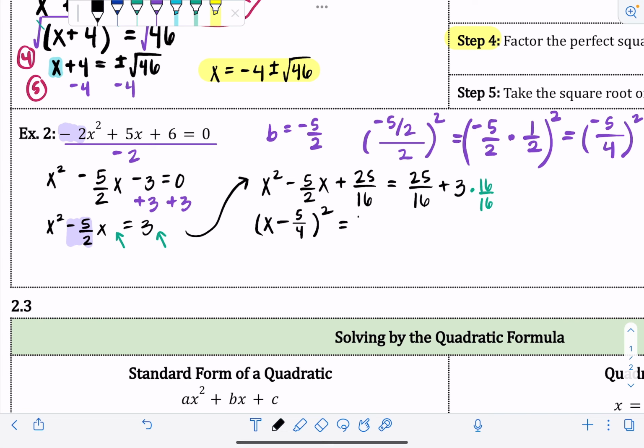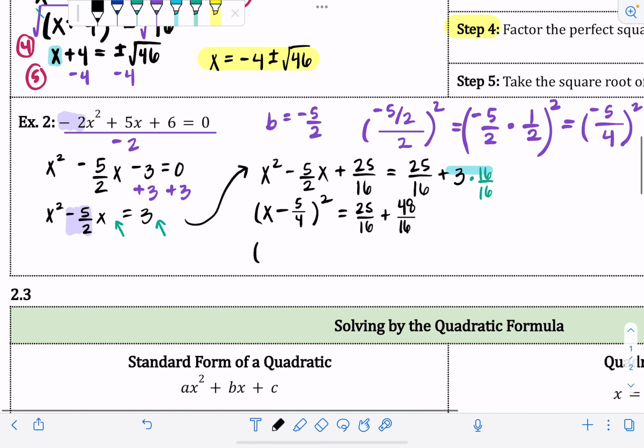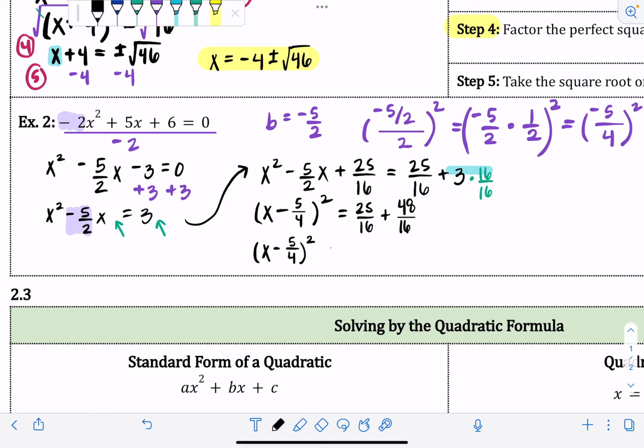So this is going to be 25 sixteenths, and then plus 3 times 16, which I think is 48, but I'll double check. Yeah, 48. So plus 48 over 16. Now that they have the common denominator, we can add them, because in order to add or subtract fractions, they must have the same denominator. So I'm not going to square root yet, so I'm not going to move down to step 5. I'm just going to copy this left side down so I can add my fractions together before I square root.